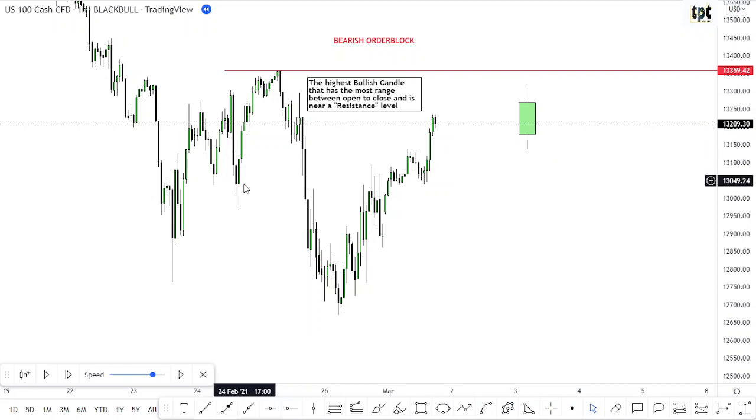Like for instance, in this example, whenever we saw the market breaking these lows, what was this signaling? Bears are taking shape in the marketplace, in as much as it gave us a retracement. So where will we take ourselves from? From a bearish order block. We are yet to see our bearish order block, the highest bullish candle that has the most range between open to close, and is near a resistance level.